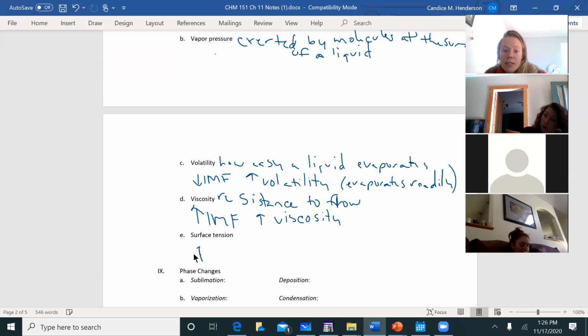So if we have an increased IMF or intermolecular force, we would expect that we would have an increase in our surface tension. Right? The stickier the material is to itself, the more connected the adjacent molecules are, the more it's going to behave in that sort of solid-like form.